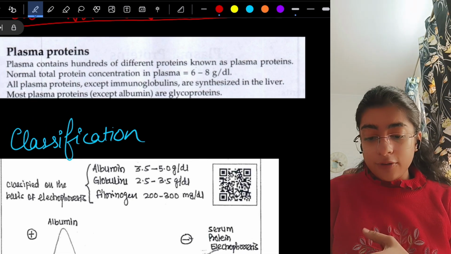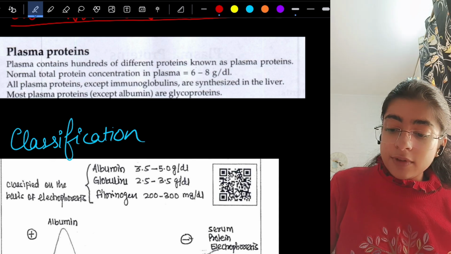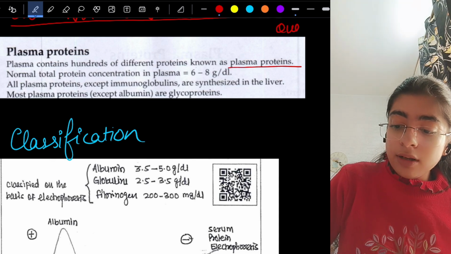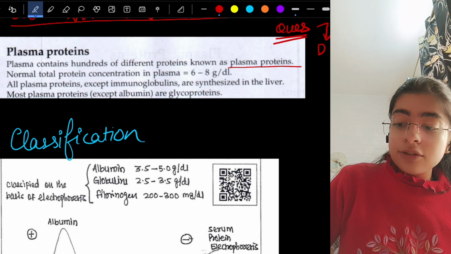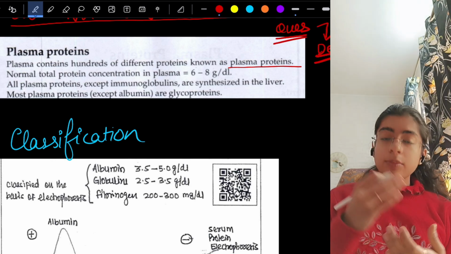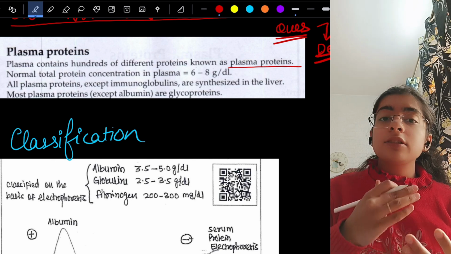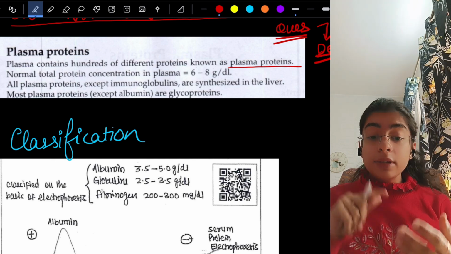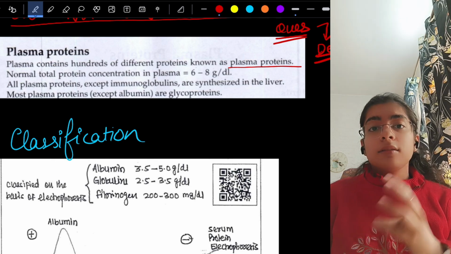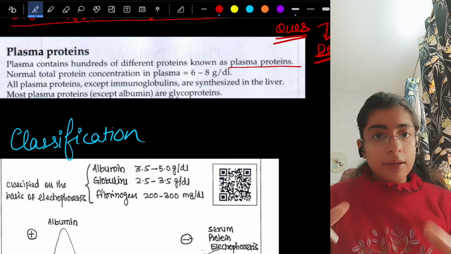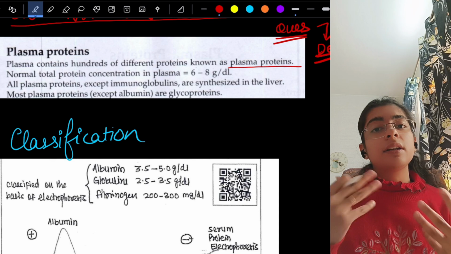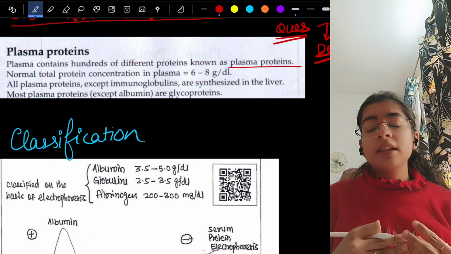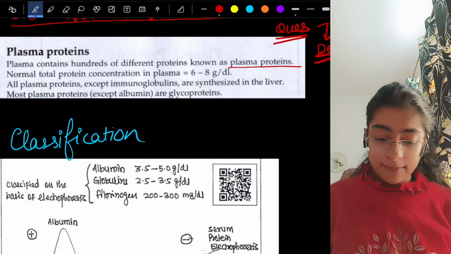Plasma contains hundreds of different types of proteins, which are known as plasma proteins. Whenever you start a question, you need to write the definition of that particular thing. If they have asked about C-reactive protein, albumin, fibrinogen, or plasma protein as a whole, you need to write what it is in one line, two lines, whatever is possible, because that gives a very wonderful impact on the examiner, because we have to write the answer in a way that assumes the teacher knows nothing.